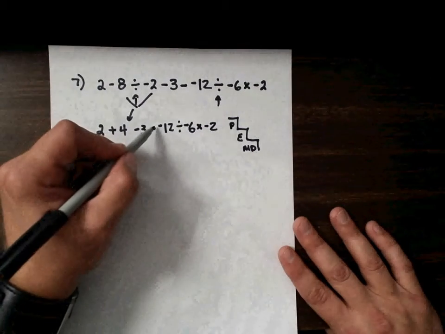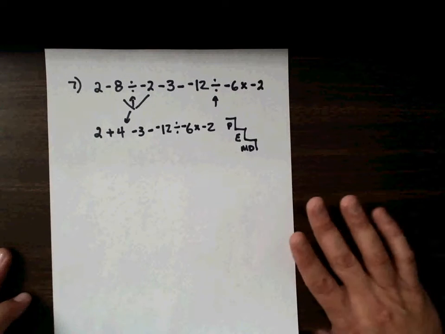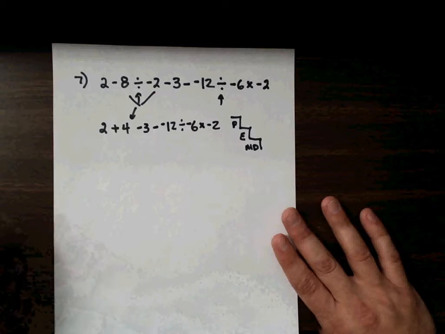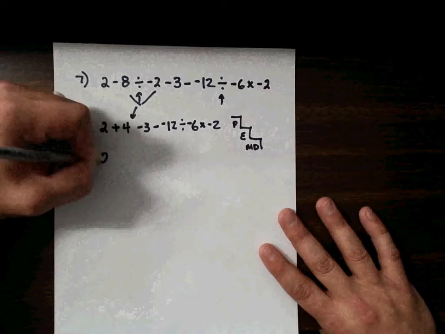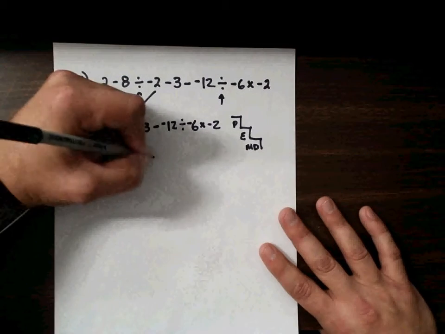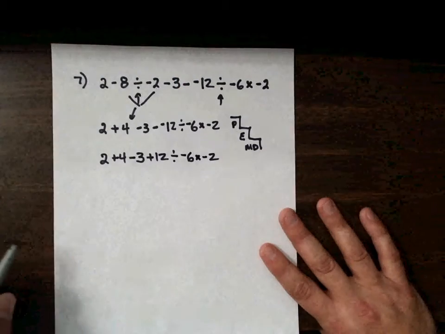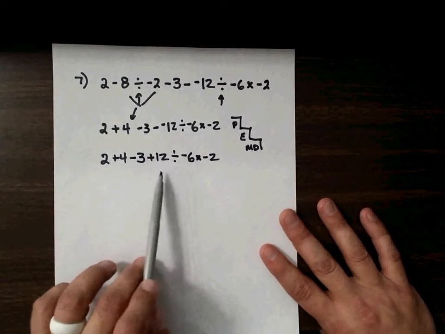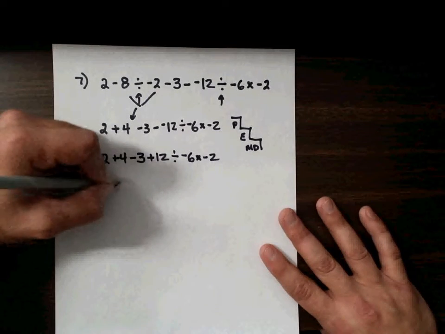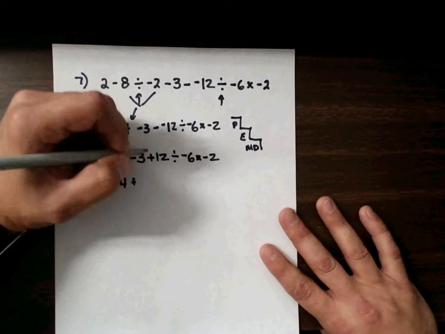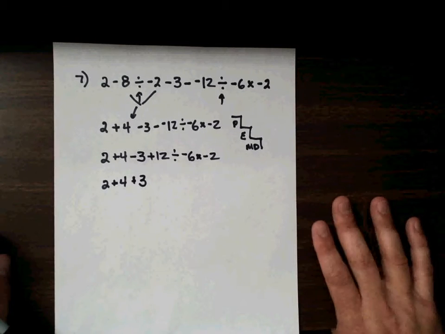First of all, I have multiplication of a negative 1 times a negative 12, don't I? And what's a negative 1 times a negative 12? Positive 12. So my 2, my 4, my 3 makes a positive 12 divided by a negative 6 times a negative 2. Continue down left to right. I have 12 divided by negative 6. What's 12 divided by negative 6? 2. What kind of 2? Positive. 12 divided by a negative 6 is a positive 2.